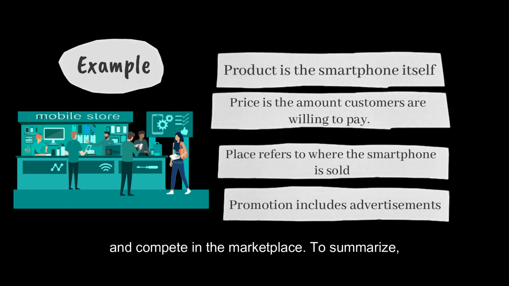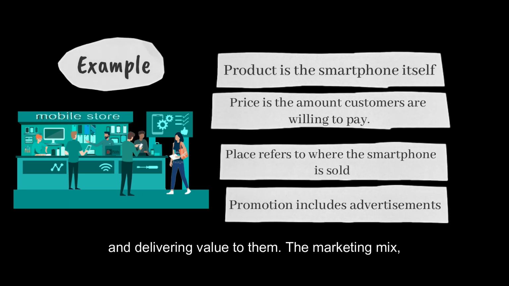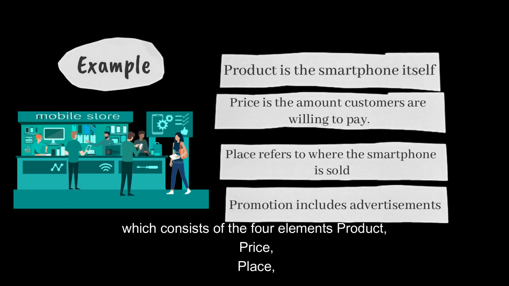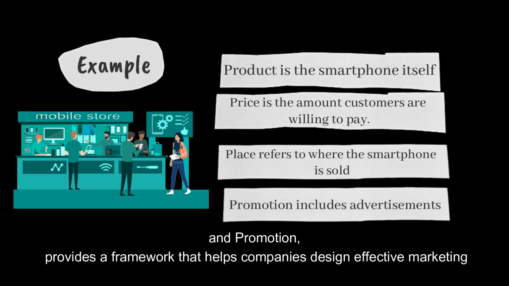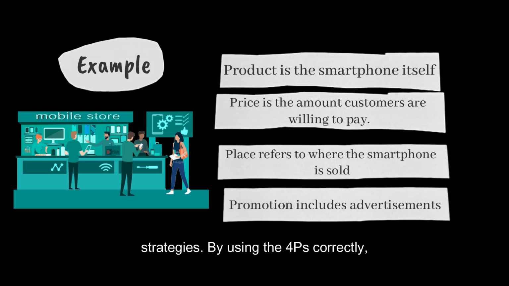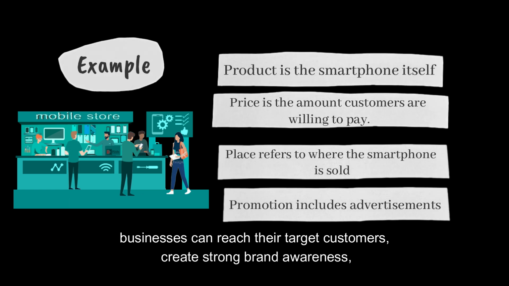To summarize, marketing is the process of understanding customer needs and delivering value to them. The marketing mix, which consists of the 4 elements product, price, place, and promotion, provides a framework that helps companies design effective marketing strategies. By using the 4Ps correctly, businesses can reach their target customers, create strong brand awareness, and achieve long-term success.